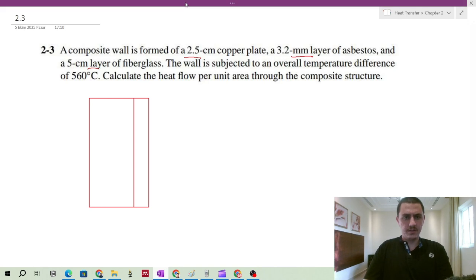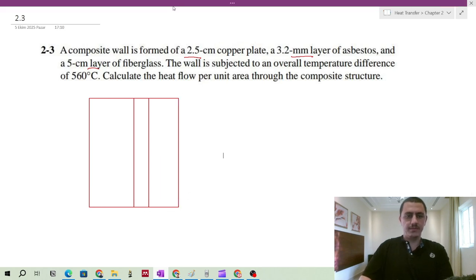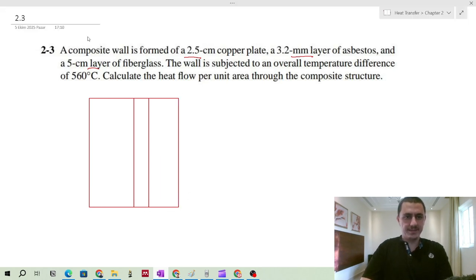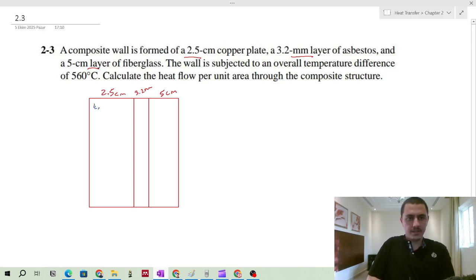Okay, and actually I didn't draw it with exact dimensions, but we have three domains. The first one is 2.5 centimeters, the other one 3.2 millimeters, and the third one 5 centimeters. And the k values are not given, so we will find them from the tables.